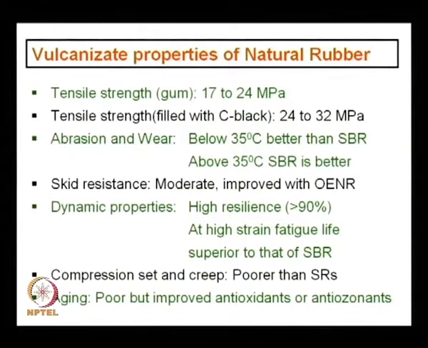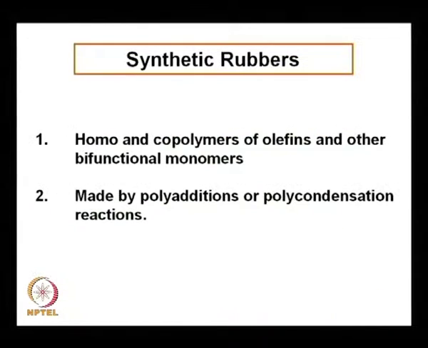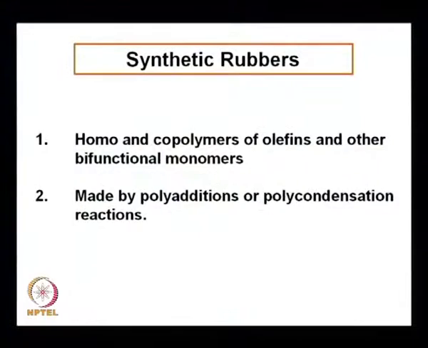prevent such aging characteristics. Synthetic rubbers, there are various polymers available as synthetic rubbers. These are homopolymers. Say polybutadiene is a homopolymer, styrene butadiene rubber is a copolymer, ethylene propylene rubber is a copolymer. Okay. So, there are homopolymers and copolymers which are used as rubber, and they are made by polyaddition or polycondensation reactions of different chemical compounds for making a synthetic rubber.